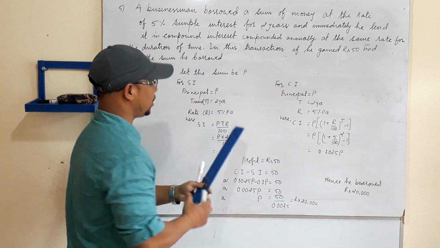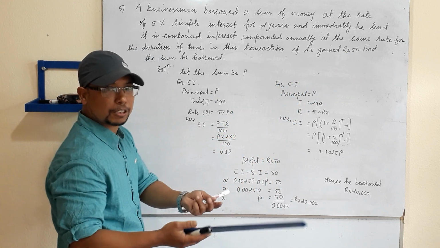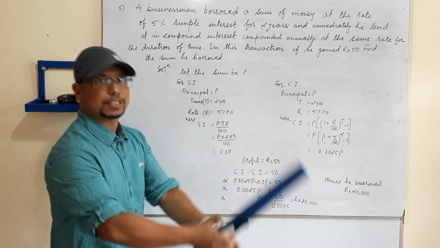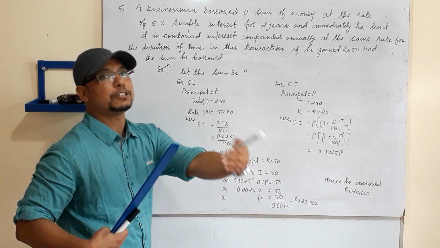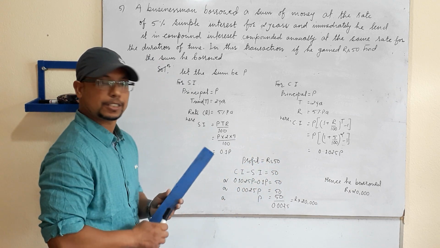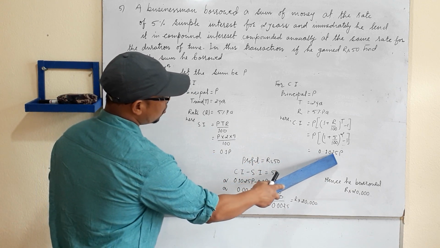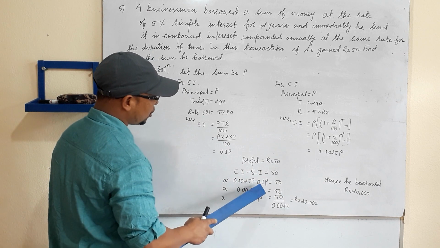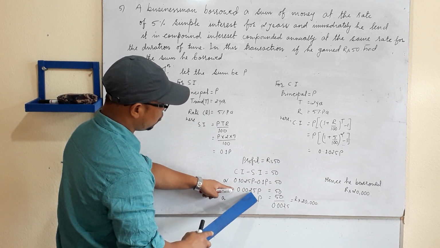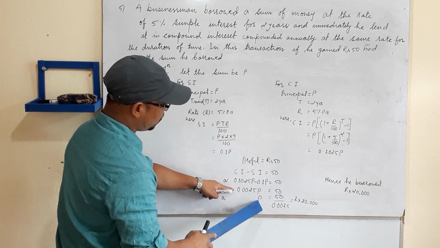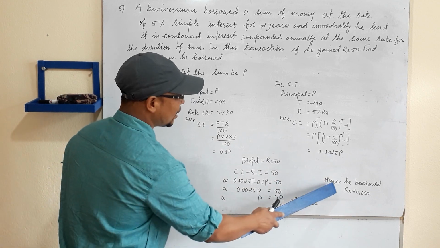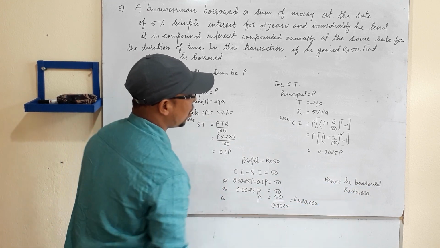This 50 rupees is the profit. So profit equals 50 rupees. Profit here means compound interest minus simple interest. Compound interest is greater, simple interest is smaller. So you can write compound interest minus simple interest equals 50. Compound interest is 0.1025P minus simple interest 0.1P equals 50. When you subtract, you get 0.0025P equals 50. So the P value is 50 divided by this. Finally, you get Rs 20,000. Hence he borrowed Rs 20,000.